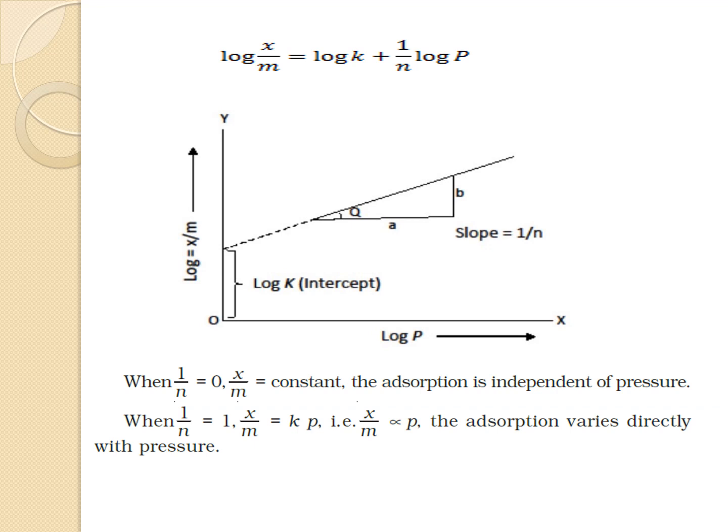Now the two conditions which we should keep in our mind: when 1/n, that is the power on the pressure, becomes equal to 0, the x/m is equal to a constant and the adsorption becomes independent of pressure. Whereas when 1/n is equal to 1, x/m becomes equal to k into p, that is x/m is directly proportional to the pressure and the adsorption varies directly with the pressure.